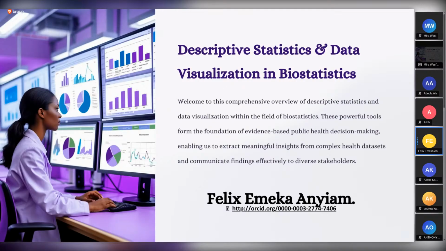Okay, all right. So today we'll be looking at descriptive statistics. We have the descriptive component, then we have the inferential statistics component. So today we will focus on the descriptive statistics component and also look at some of the visualizations that are applicable for descriptives.